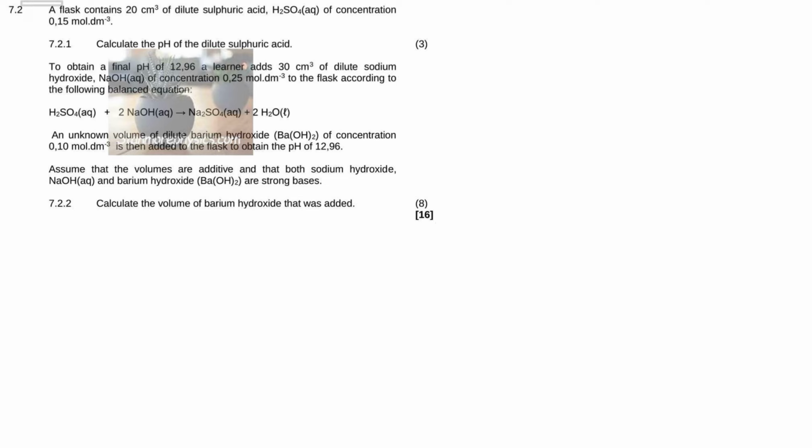To obtain a final pH of 12.96, a learner adds 30 cm³ of dilute sodium hydroxide, NaOH, of concentration 0.25 moles per dm³ to the flask according to the following balanced equation. An unknown volume of dilute barium hydroxide of concentration 0.1 moles per dm³ is then added to the flask to obtain a pH of 12.96. Assume that the volumes are additive and that both sodium hydroxide, NaOH, and barium hydroxide, Ba(OH)2, are strong bases. Question 7.2.2, calculate the volume of barium hydroxide that was added.